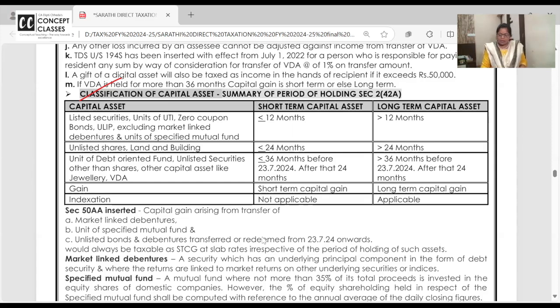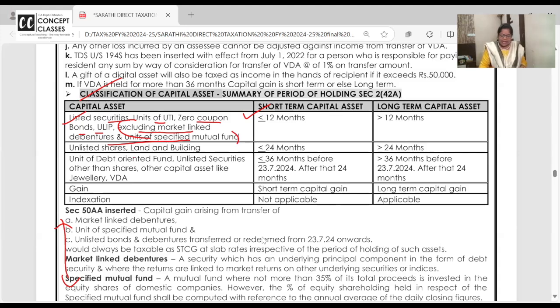So now, listed securities, units of UTI, mutual fund and all, equity oriented, zero coupon bonds, where you don't get anything on maturity, you get the full value, ULIP, right? All this excluding market linked debentures, because there's some change for that. So leave this aside. Just simple logic is listed shares, units, and zero coupon bonds. If they are held for less than 12 months, within 12 months they are held and sold, then short term. Above 12 months, then long term.